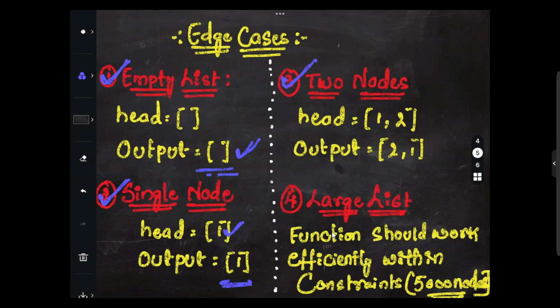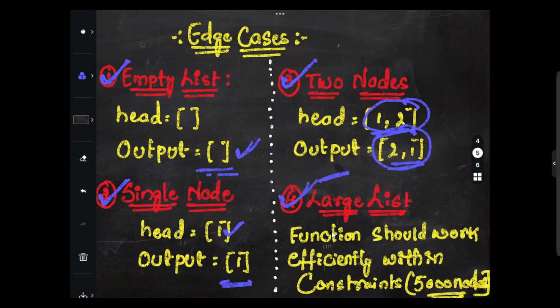Let's move on to the third edge case, 2 nodes. When we have 1 2, we just swap the pointers. So 1 2 becomes 2 1. When the input is 1 2, the output will be 2 1 in this case. So this is fine. We are going with the 2 nodes.